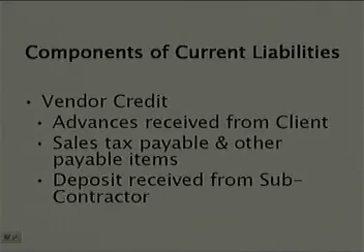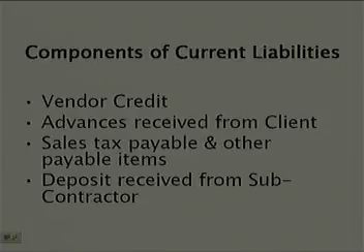If you look at some of the components of current liabilities, you will see vendor credit is one of them. The advances that you receive from the client, for example the mobilization advance, or the secured advance, the sales tax payable and other payable items, are to be treated under current liabilities. Similarly, the deposits that the main contractor receives from subcontractors. For example, the main contractor or the general contractor must be receiving some amount in the form of bank guarantee. So, these things are part of your current liabilities.